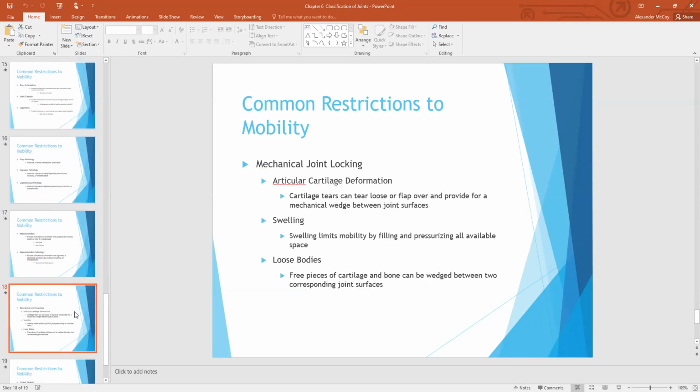Last few things here, you guys, hang with me. The other things that we need to think about is if there's mechanical joint locking, and this happens quite a lot. Especially think about a knee. If you have a knee cartilage or meniscus that is injured, maybe it's loose or flapping over, it can actually start to lock up the knee joint.